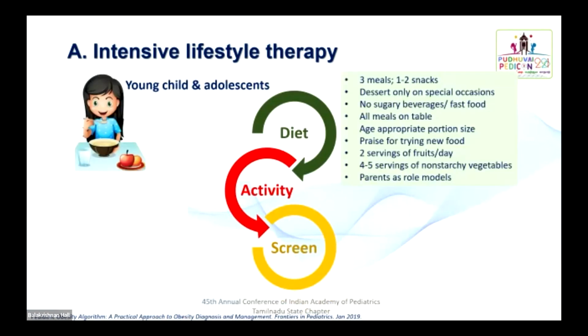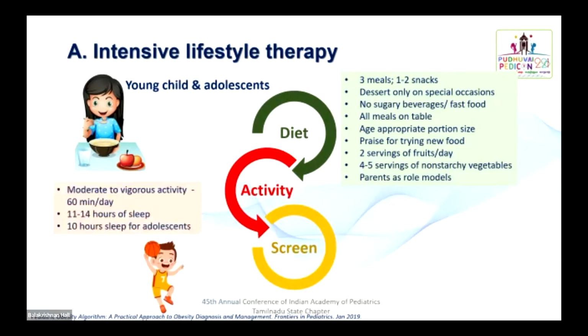A young child needs 3 meals, 1 to 2 snacks, 2 fresh fruit servings, 4 to 5 servings of non-starchy vegetables, all meals on the table, not in front of TV, no sugary beverages or fast food, and dessert only on special occasions. We have kids who eat desserts every day. So we have to bring in the habit. The habit has to come into the lifestyle. Parents should act as role models. So they have to eat well so that the child sees and follows them.